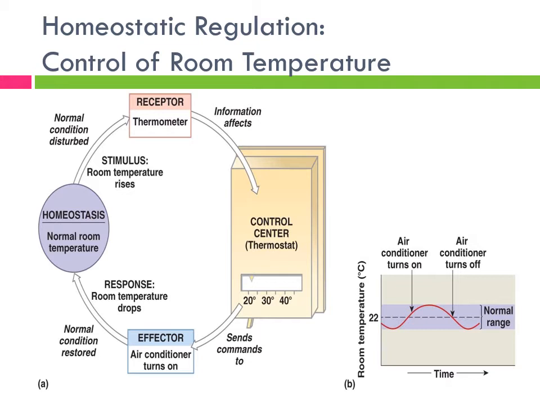We could have the opposite here. If the room temperature was dropping, the thermometer would tell the thermostat it's too cold in here, and the thermostat would then tell the heater to turn on. So in that example, the heater would be the effector.